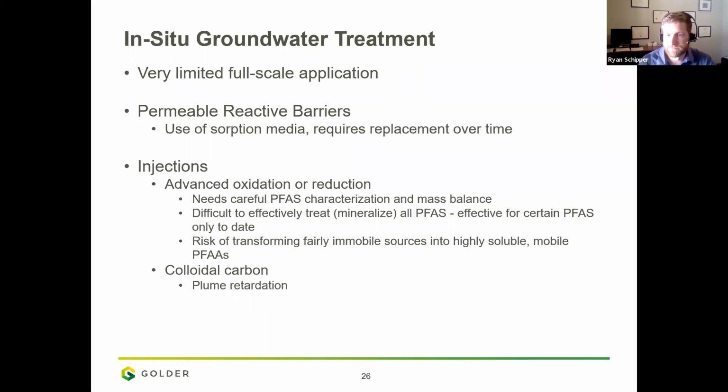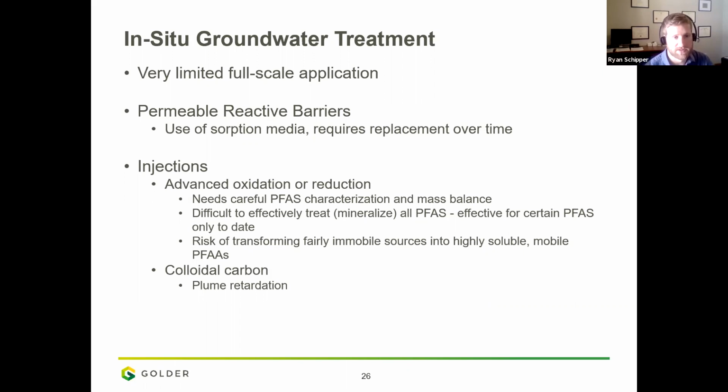Hey, Ryan, just a question for you here. On advanced oxidation or reduction, what specific treatment chemicals are you talking about? Is this the idea of potassium permanganate or something? And I'll add that a lot of this is on the bench scale and pilot scale at this point, so it's really being evaluated. But yes, they're looking at a vast number of different oxidants and reduction chemicals being injected.